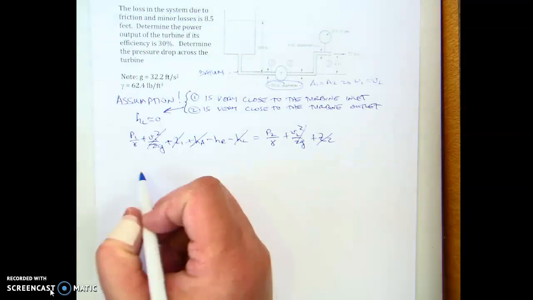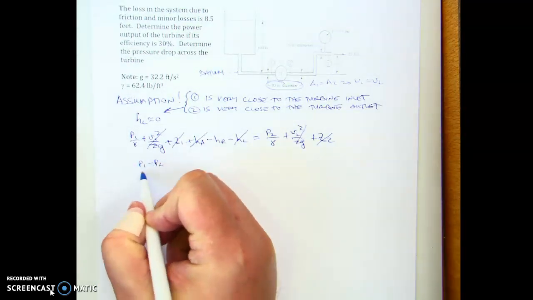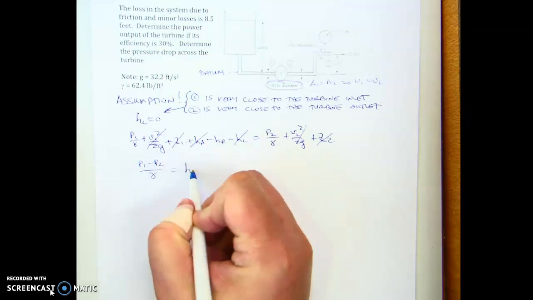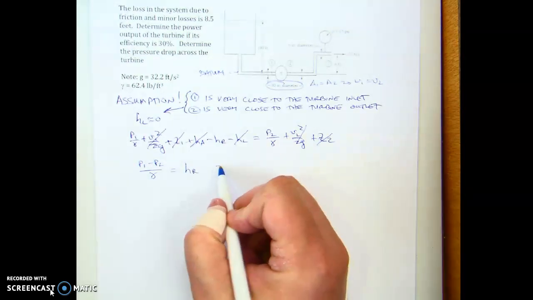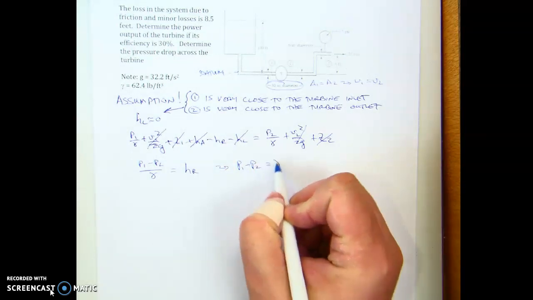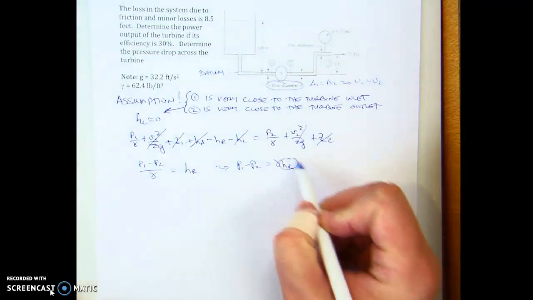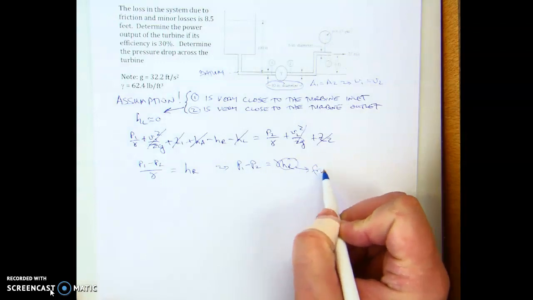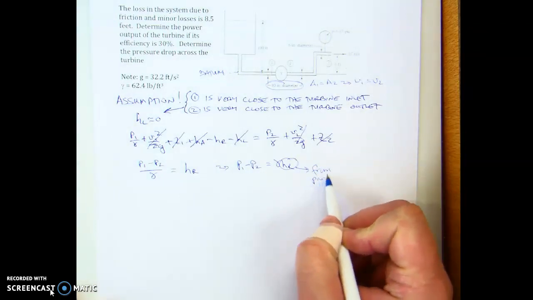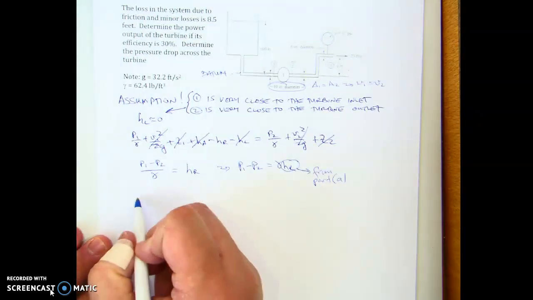So this simplifies nicely to (P1 minus P2) over gamma is equal to HR, or P1 minus P2 is equal to gamma times HR. Now HR we actually got from part A, and I'm not going to do the calculation here again, but it should be in your notes. So let's just calculate away.